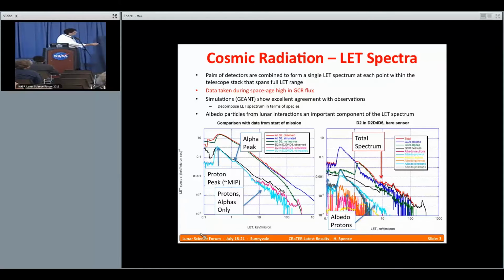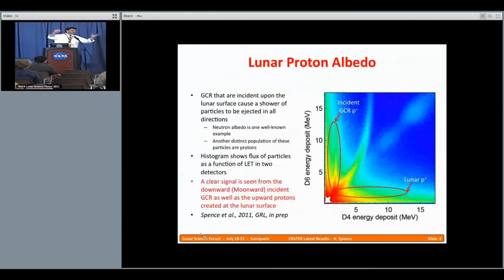When you start to break this down, not only in terms of heavy ions and non-heavy ions, but also in terms of the different species that are contributing, you start to see a very interesting thing. This is the total spectrum, and one of the things that's contributing quite a bit are what's called albedo species. For example, in blue are the albedo protons. These are protons that are coming not from deep space, but from the moon itself. GCR is incident on the moon and generates these energetic particles that come up through the detector.